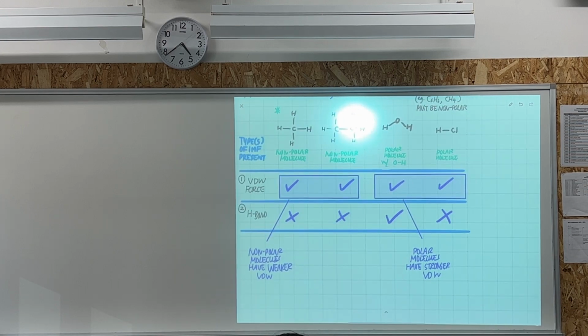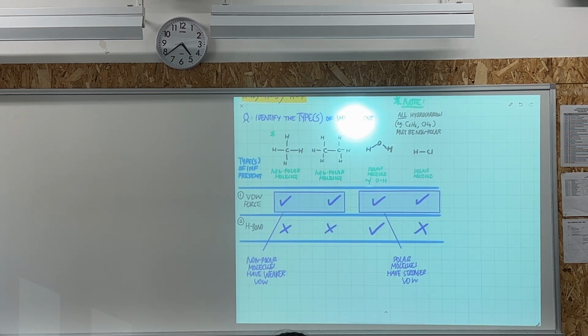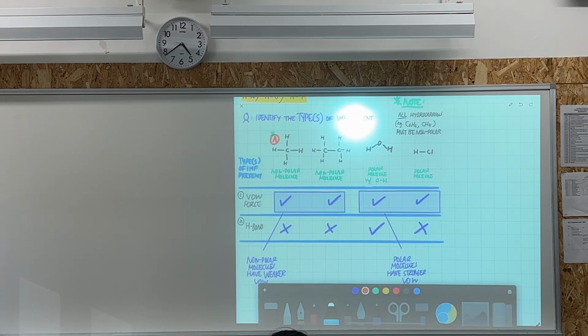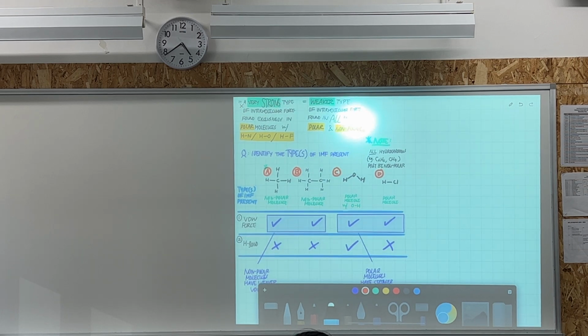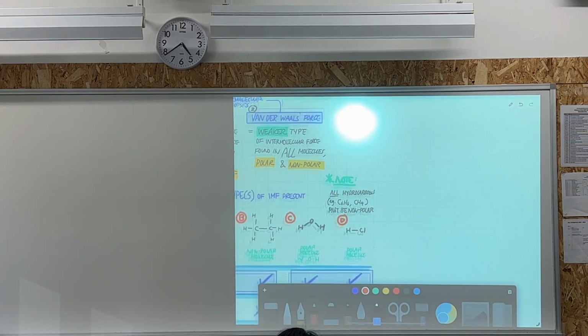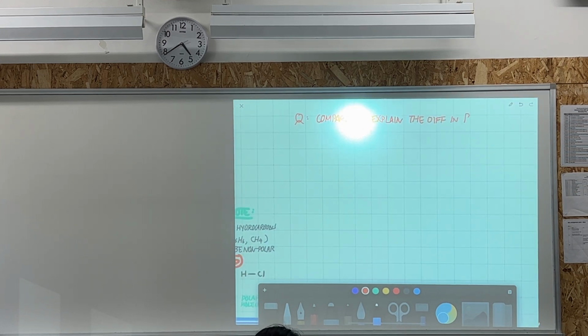Yeah, and now we can use this to put these molecules in order. Can you compare molecule A, B, and C? Let's leave out D for now. They won't set such a hard question and ask you to compare D as well. Let's just compare A, B, and C. Let me make it a question on the side. Question: compare and explain the difference in boiling point of A, B, and C.